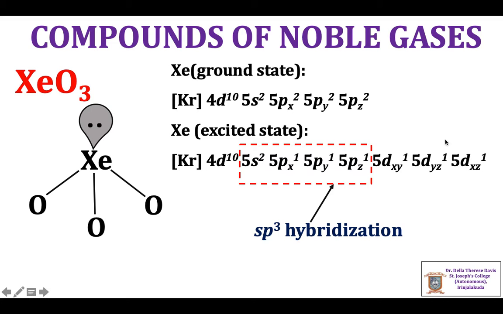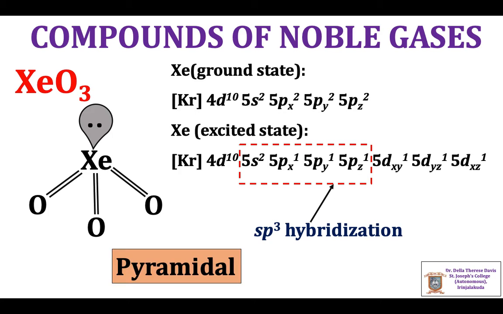The unhybridized orbitals containing unpaired electrons form the pi bonds with oxygens. The structure of the molecule is pyramidal.